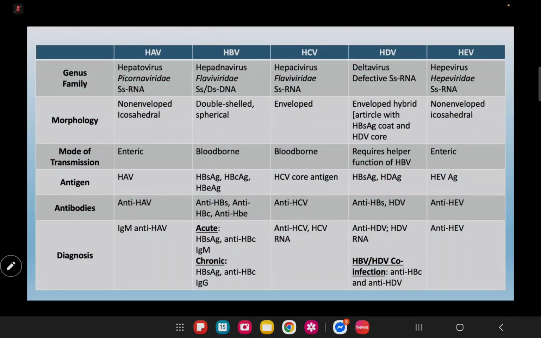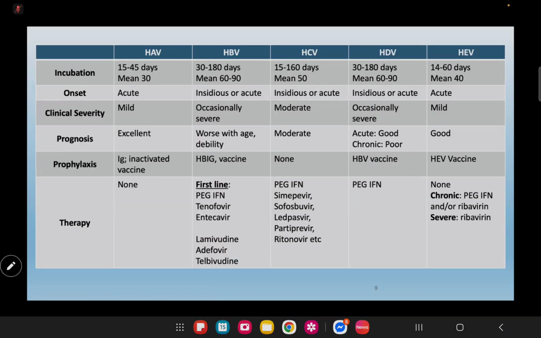This table shows a summary of features of viral causes of acute hepatitis, showing the morphology, the mode of transmission, the antigen, antibodies, and what to order to diagnose the specific viral infection. The incubation period, onset, clinical severity, prognosis, prophylaxis and therapy. Now we will briefly discuss each viral agent. Earlier, we discussed the generalities of hepatitis. Now we will start with the specific viral agent, and we will start with hepatitis A.